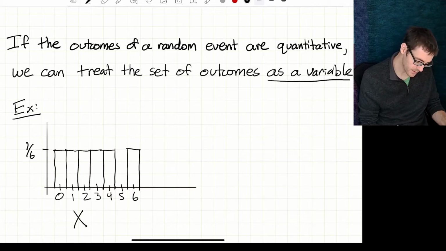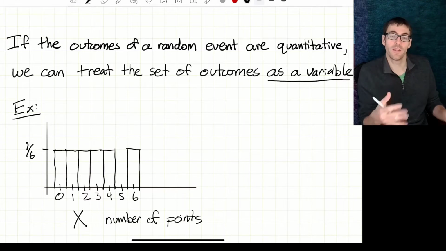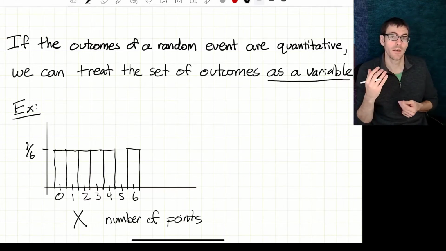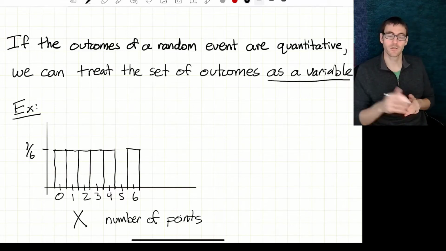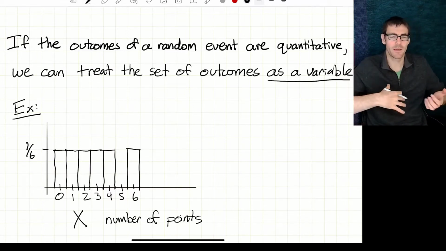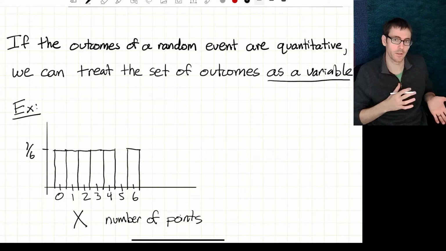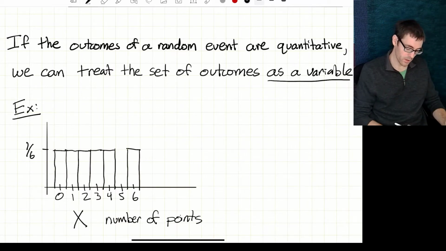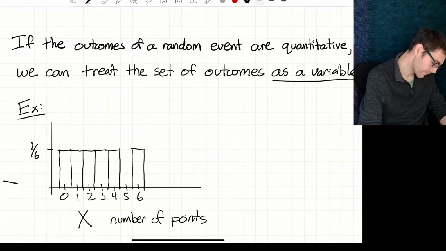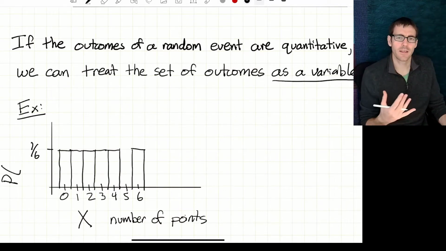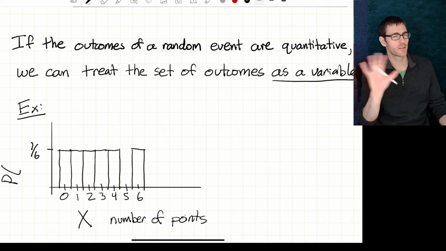So here x is the number of points that we get from a die roll. And x can be any one of these numbers, so 0 through 6. The probability of it being 5 is 0, but we're still going to include it on our graph. So on the y-axis, we are writing the probability of each of these things occurring. And the notation for this is a little bit weird.